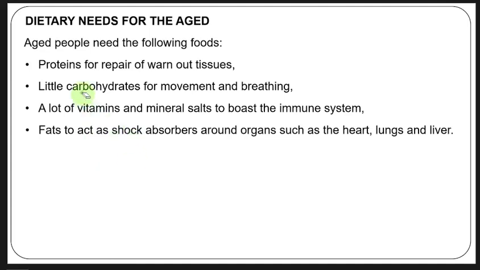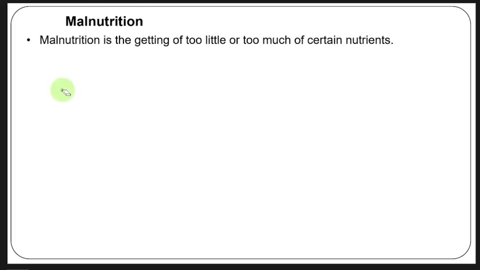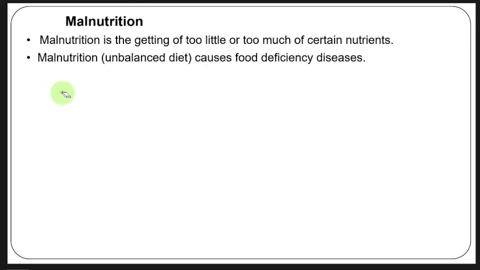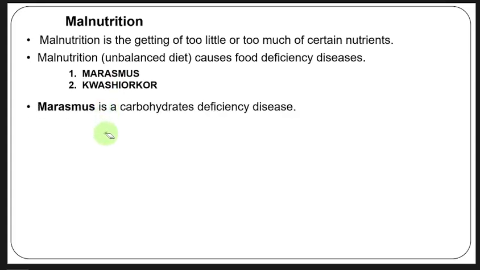Now let's look at malnutrition. What is malnutrition? Malnutrition is getting too little or too much of a certain nutrient or of certain nutrients. So malnutrition, or an unbalanced diet, causes food deficiency diseases such as marasmus and kwashiorkor. Marasmus is a carbohydrate deficiency disease. So lack of carbohydrate can cause marasmus.